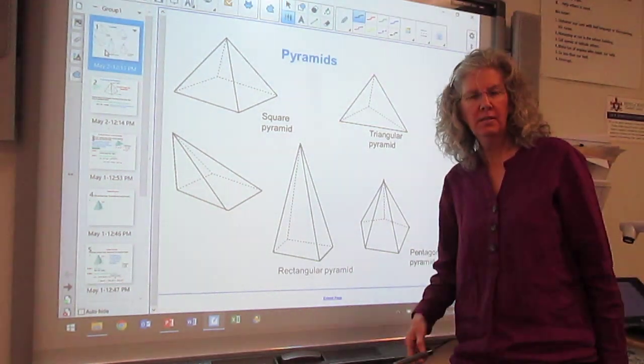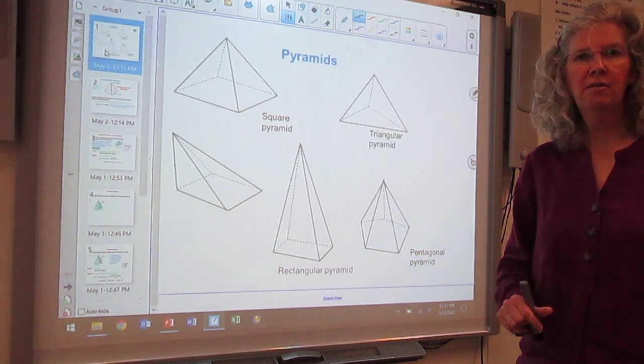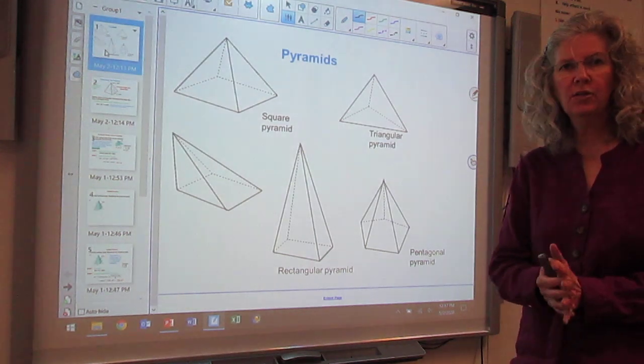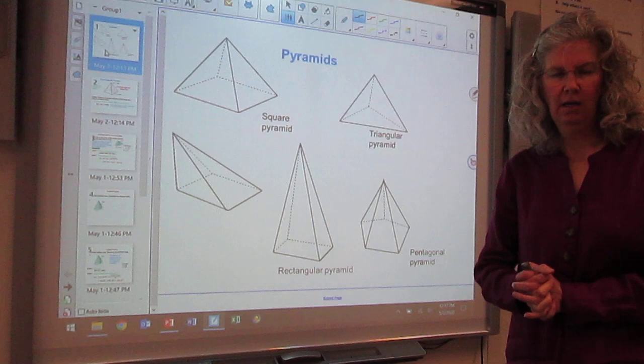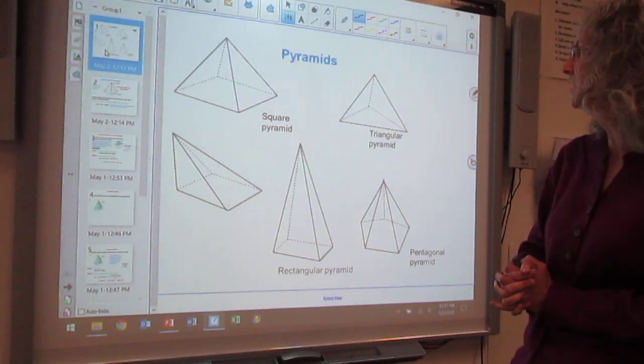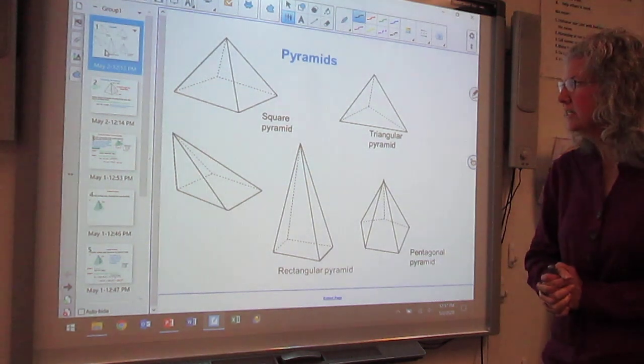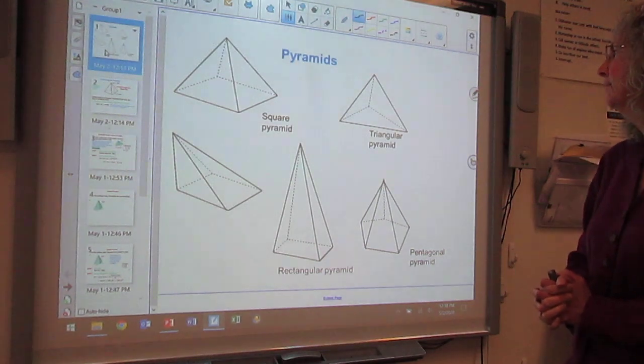Greetings everyone. Today we're going to talk about pyramids and cones, and we're going to talk about the surface area of pyramids and cones. Here we have several different pyramids.